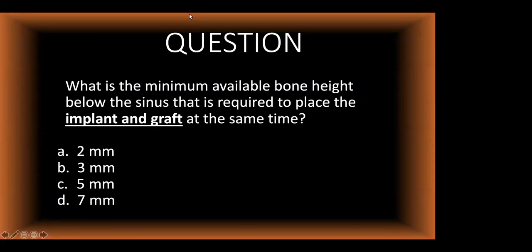But before I do that, I'm going to ask everyone a question. What is the minimum available bone height below the sinus that is required to place an implant and a graft at the same time? Meaning, how much bone do you need below the sinus to where you can place an implant and graft it at the same time instead of just grafting it and then delaying it for 4 or 5 months? Is it 2 millimeters, 3 millimeters, 5 millimeters, or 7 millimeters? What does the literature state? Please pick an answer and submit it to Robert.